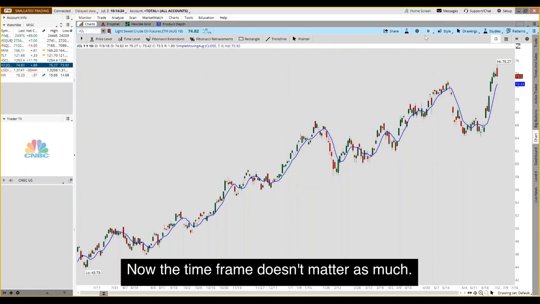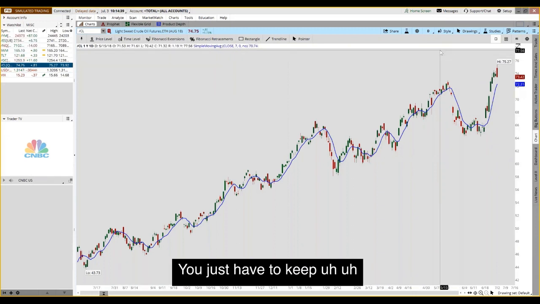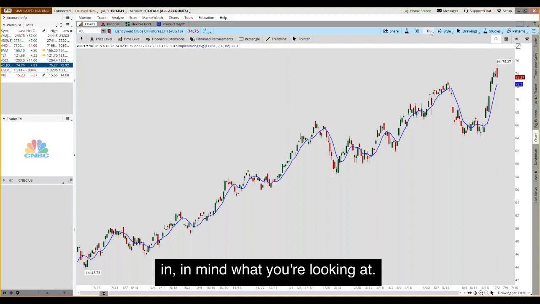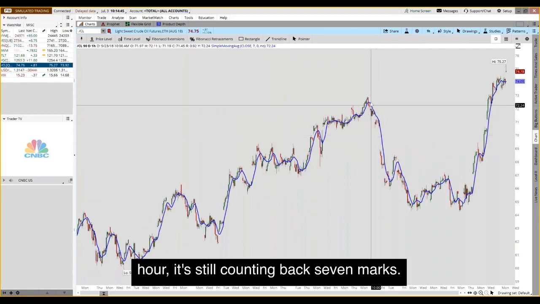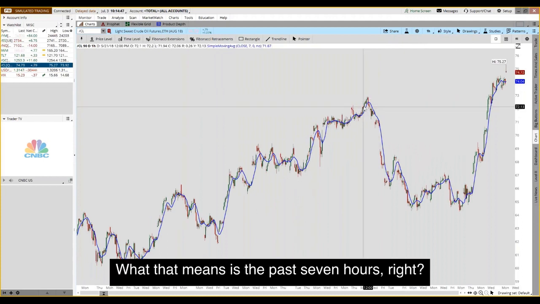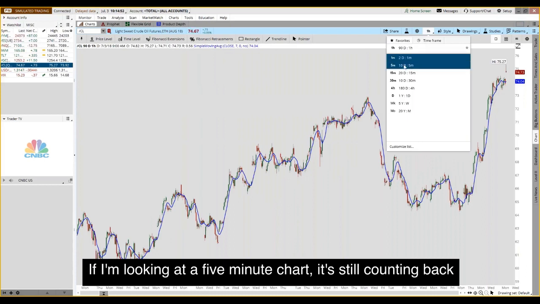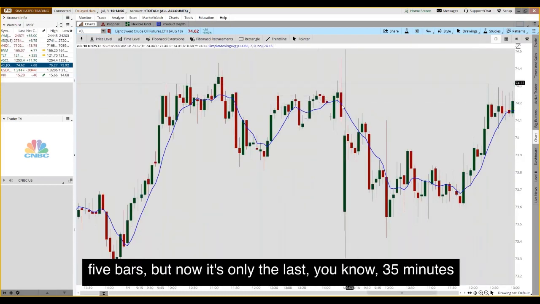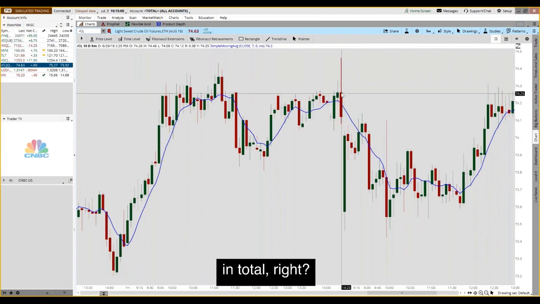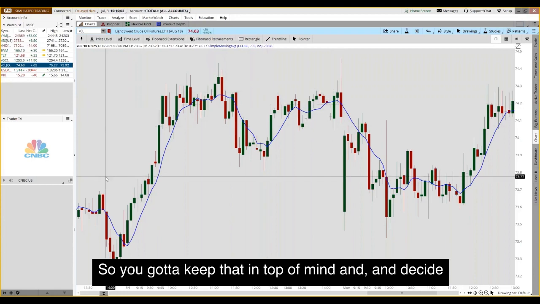Now, the time frame doesn't matter as much. You just have to keep in mind what you're looking at. So if I do the 1 hour, it's still counting back 7 bars. What that means is the past 7 hours, right? If I'm looking at a 5-minute chart, it's still counting back 7 bars, but now it's only the last 35 minutes in total, right? So you've got to keep that in mind and decide how you want to use it.